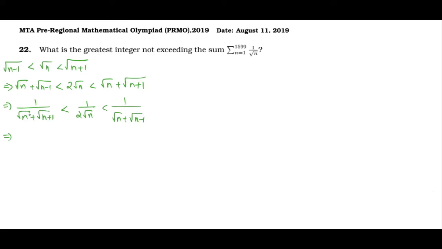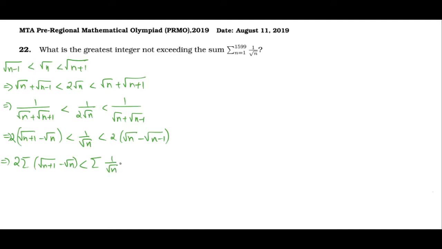If we rationalize the first term and last term, we get root n plus 1 minus root n into 2 less than 1 by root n less than twice of root n minus root n minus 1. Let's apply summation on this result. We get 2 into sigma root n plus 1 minus root n less than sigma 1 by root n less than twice of sigma root n minus root of n minus 1. Let the limits of summation be n is equal to 1 to k.